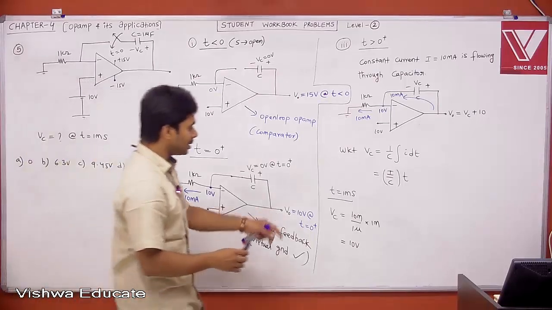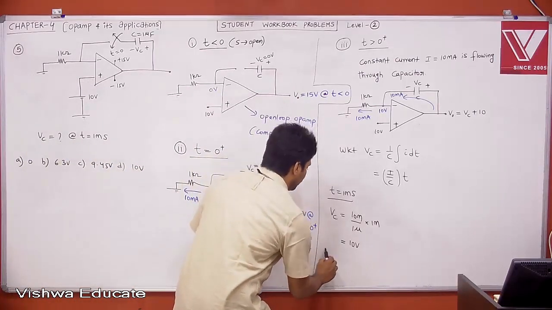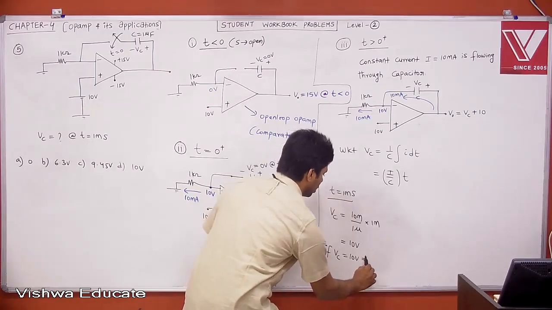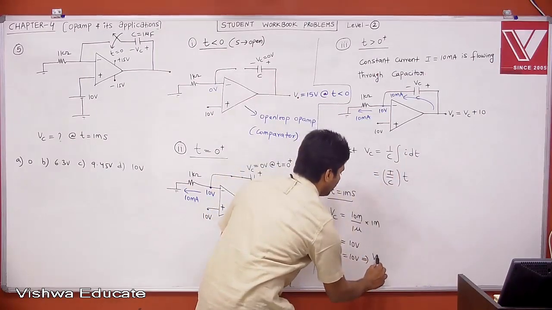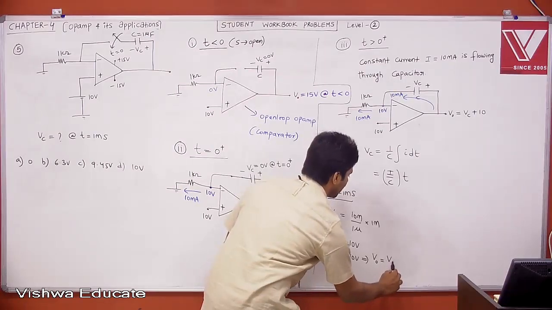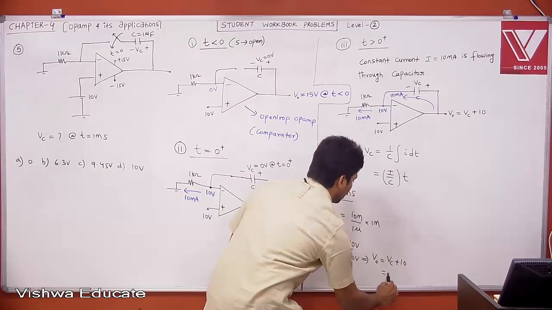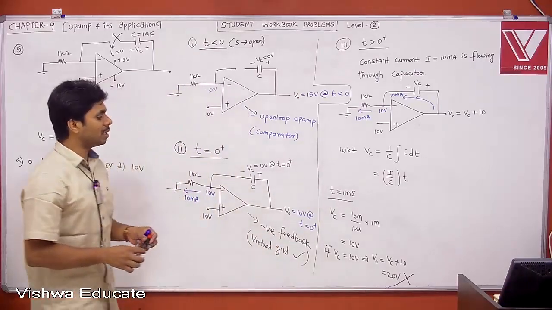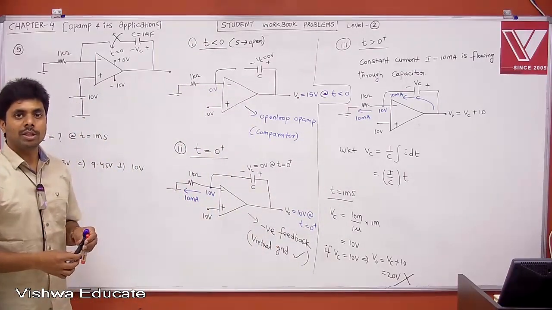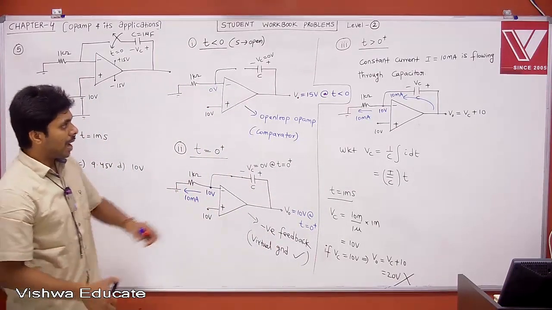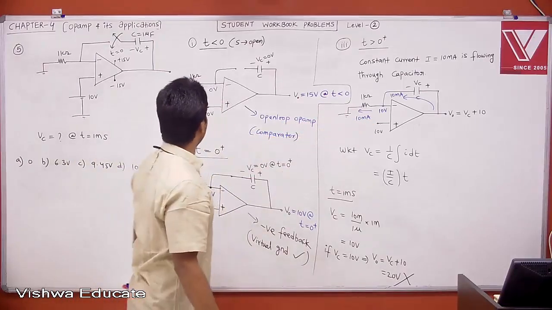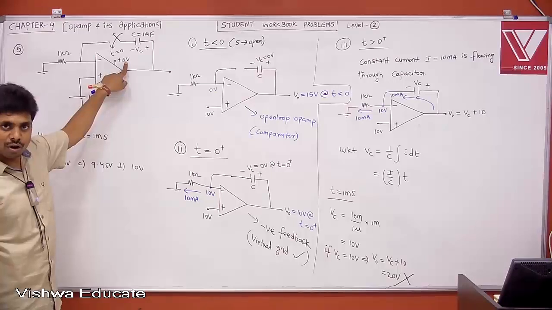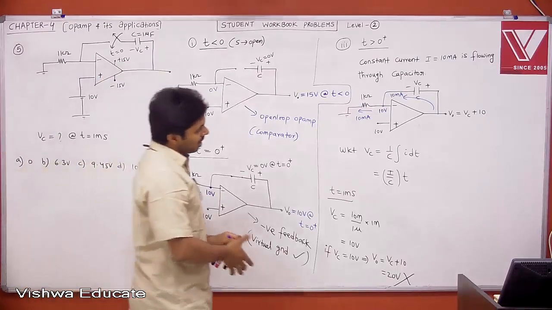But tell me, if Vc is equal to 10 volt, then what is your V0? Your V0 will be Vc plus 10, which is 20. It cannot be 20. Your output voltage cannot be 20. Why? Because the maximum output voltage you can get is 15 only.